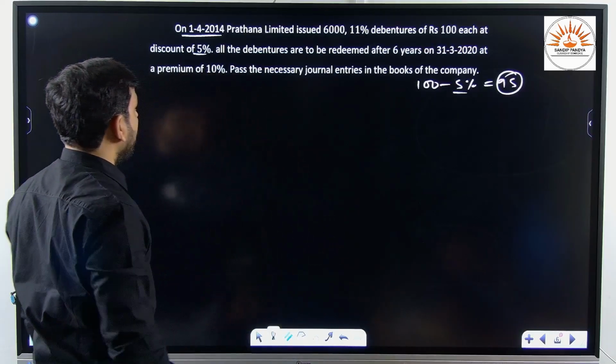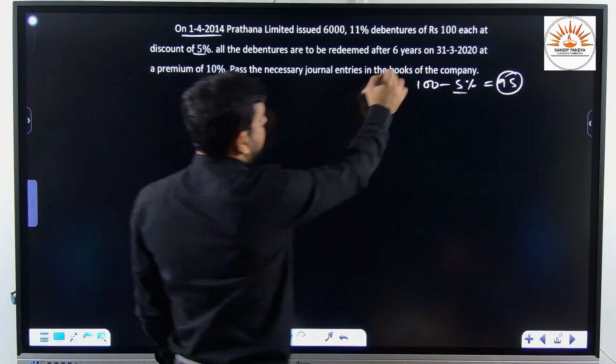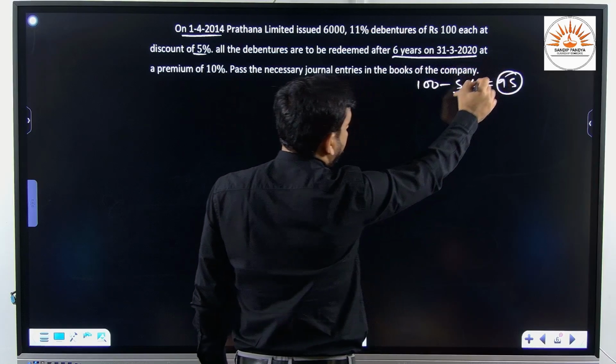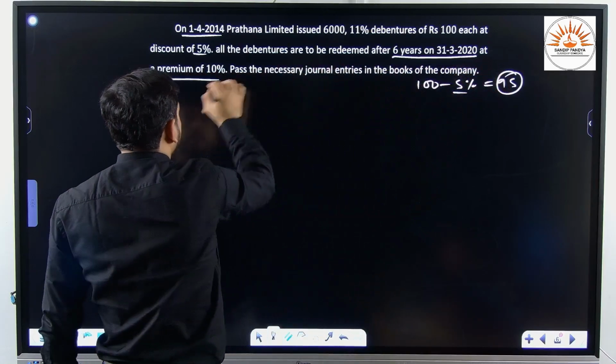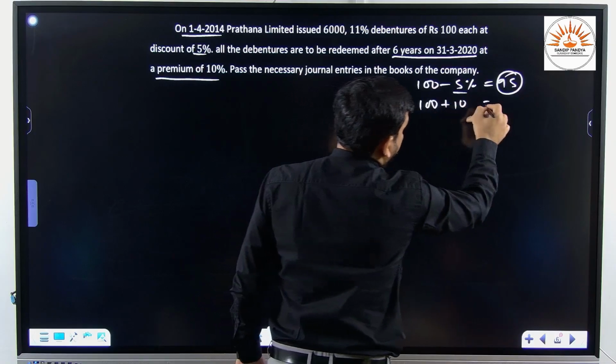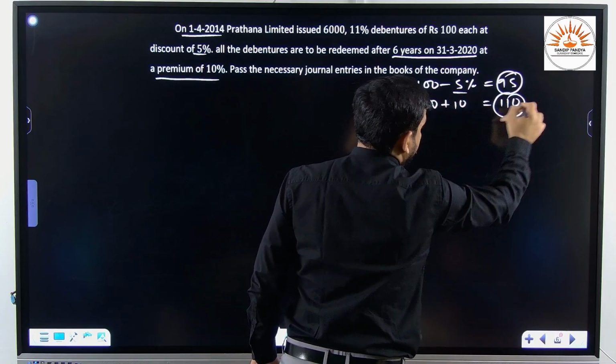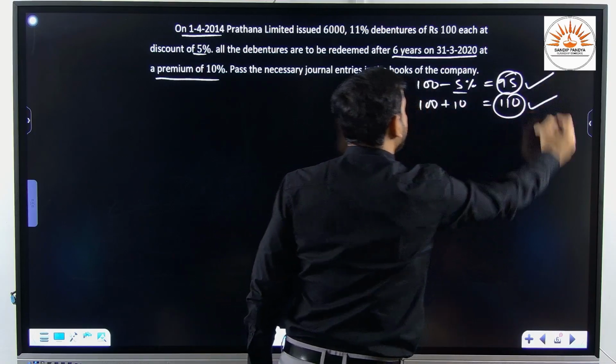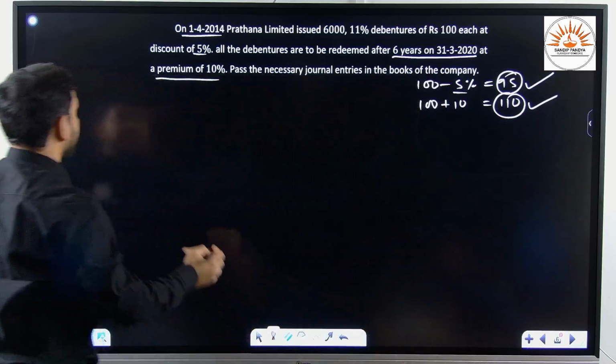Let's read further. All these debentures are to be redeemed after 6 years on 31st March 2020 at a premium of 10%. That means 100 plus 10, that will be our 110. So what we can say, debenture issued at a discount, redeemed at a premium. So let's write the journal entries one by one.